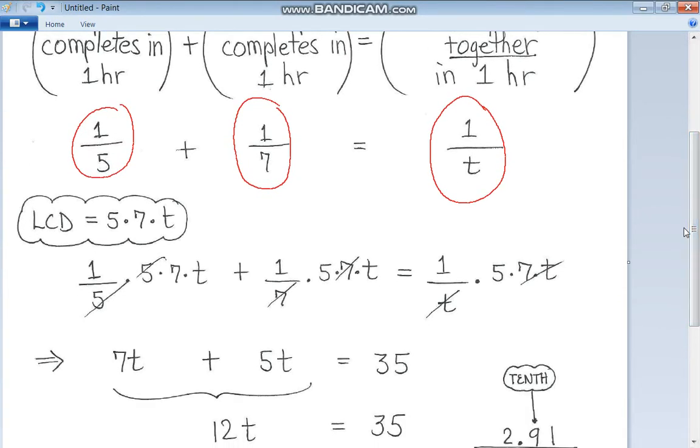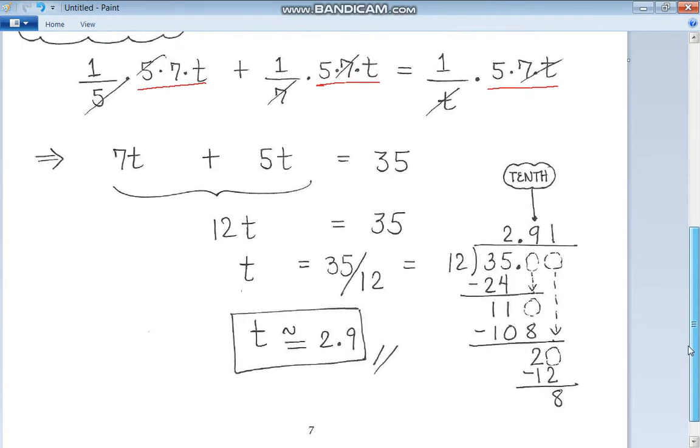Now, this is an equation with fractions. We want to solve for t, so get rid of fractions. It has an equal sign, so we can multiply both sides by the LCD. The least common denominator in this case is 35t. So I multiply each term on both sides of the equal sign by 35t, 35t, 35t, factors cancel, and I have no more fractions. I have 7t plus 5t equals 35. You have to show that work. You have to show how you got rid of the fractions.